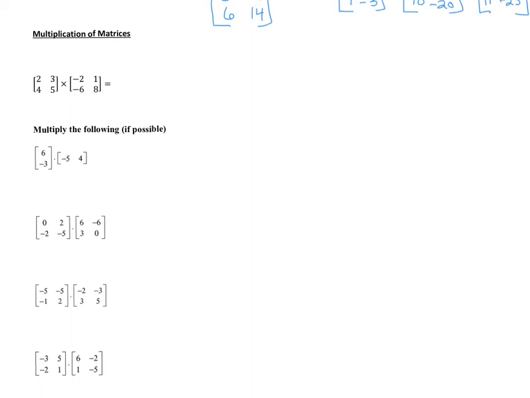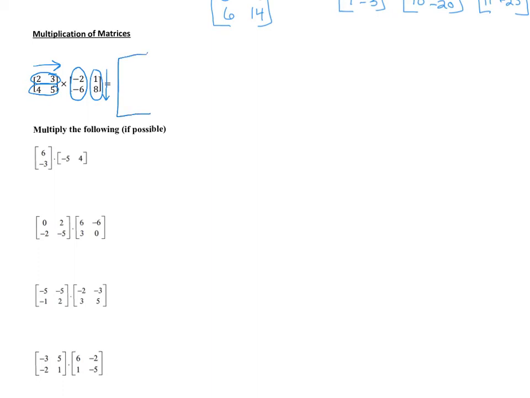Now we're going to talk about multiplying matrices. Now this is a little bit more complicated than adding and subtracting. We cannot just multiply the same spots. So when we multiply matrices, we actually multiply the rows in the first matrix by the columns in the second matrix. The first matrix, we're always going to work left to right. The second matrix, we're always going to work top to bottom.